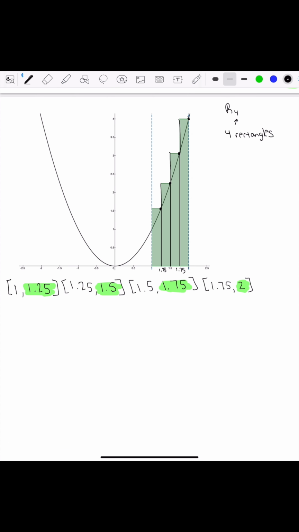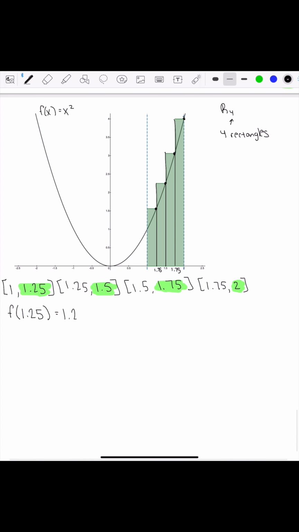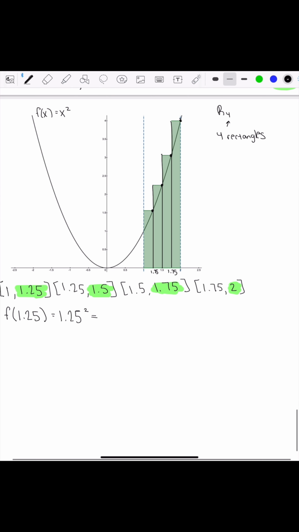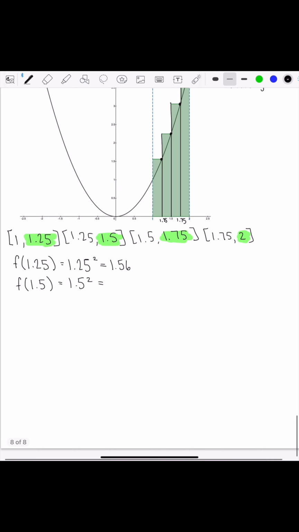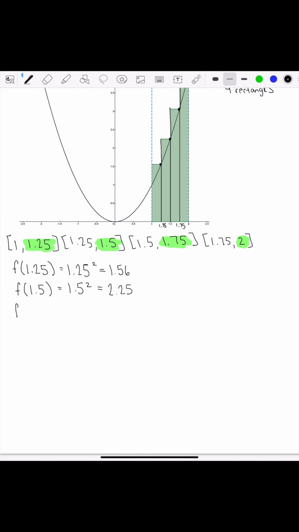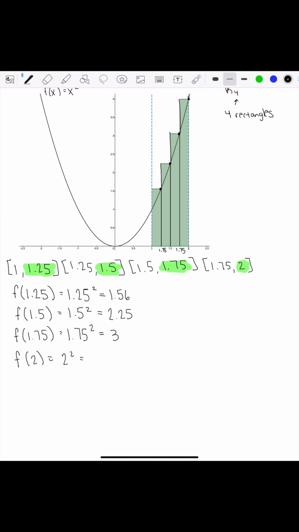So we have to plug all of these values into our function, which in this example is f of x equals x squared. I'm going to plug 1.25 into f of x, and that's 1.25 squared. I'm pretty sure I did that already. Yep, that was 1.56. Then f of 1.5 is 1.5 squared, which we did was 2.25. Then f of 1.75 is 1.75 squared, which is equal to 3. And then f of 2 is 2 squared, that's 4.